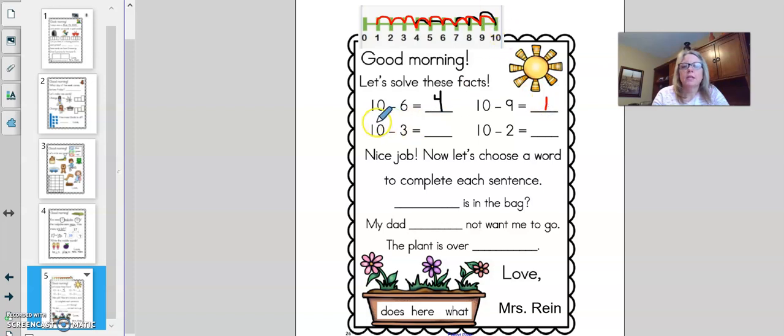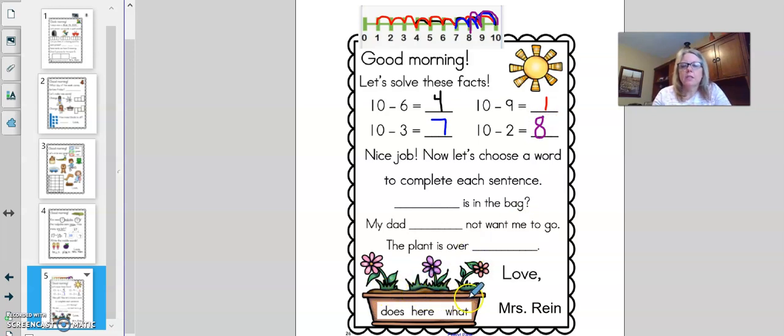Okay, here's another one. 10 minus 3. Count backwards with me. Here's 10, 1, 2, 3. Where did I land? 7. 10 minus 3 equals 7. And our last one, 10 minus 2. So we're just going to hop 2. 1, 2. Where did I land? 8. 10 minus 2 equals 8.